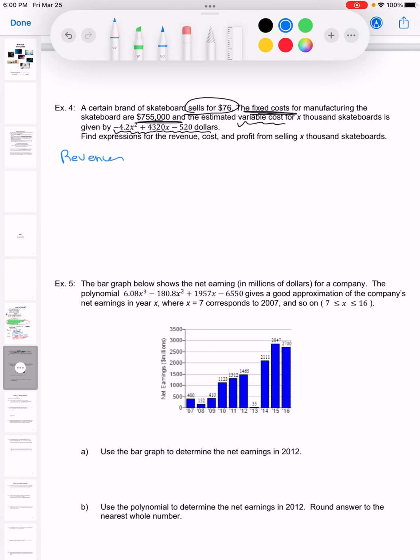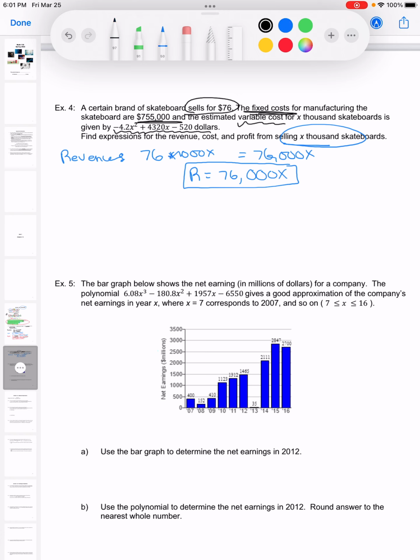So the revenue is going to be the $76, and there were X thousand again. So I'm going to multiply by 1,000X to get me 76,000X. So I'll just rewrite it as a nice equation there. So my revenue is that equation.